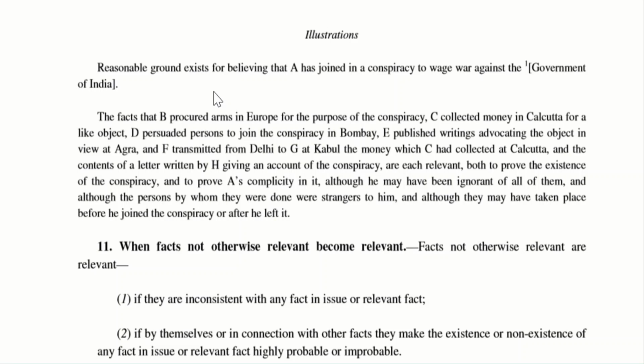So what this person is doing is contributing to the idea of waging war against the government. To do this, there may be many people working together. One person may procure arms from Europe. The other person may collect money from Calcutta. There may be one person who persuades other people to join the group or to wage war against the government. And the other person may be advocating all these aspects.